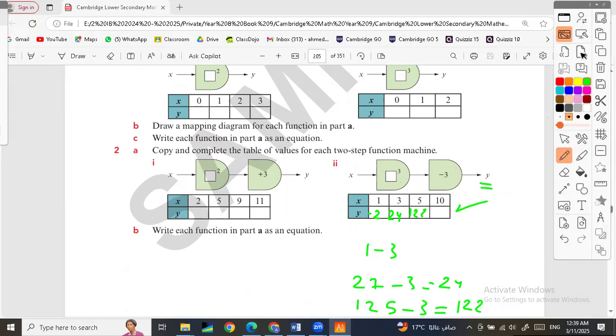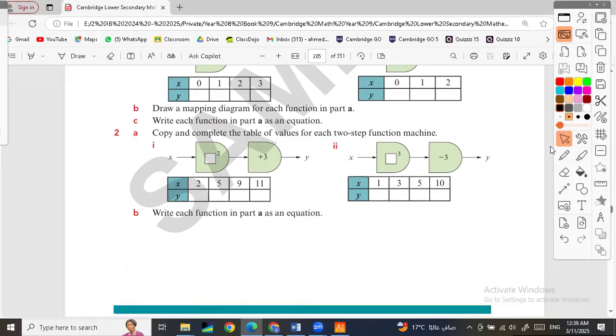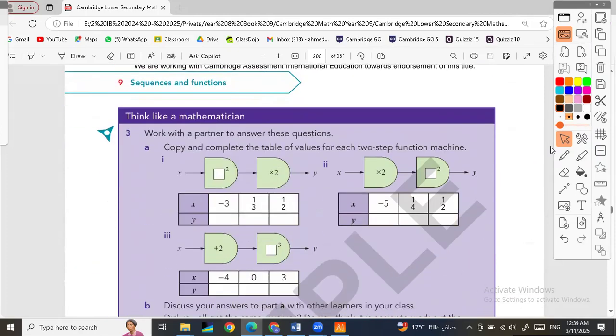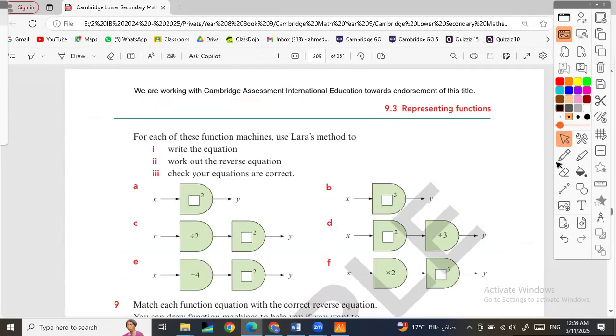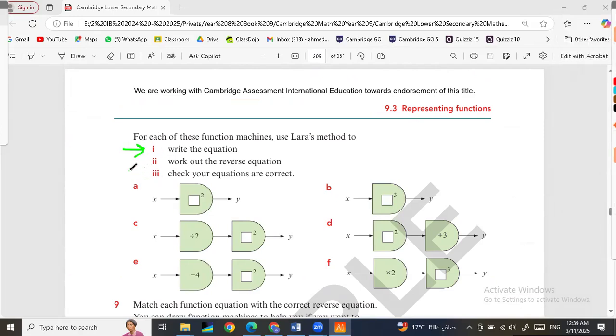What else is there? They might request that you write the equation for the function machine, or a reverse equation. Look at this here. Here they want us to write an equation and to work out the reverse equation as well. What is an equation? Well, the equation takes us through the correct direction, or the normal direction, of the function machine.